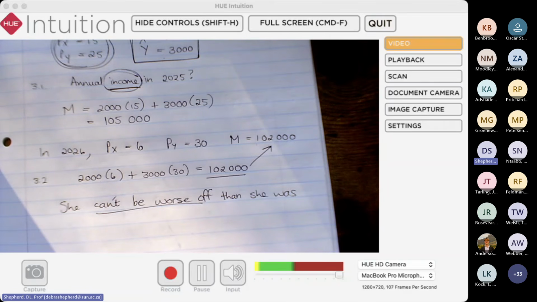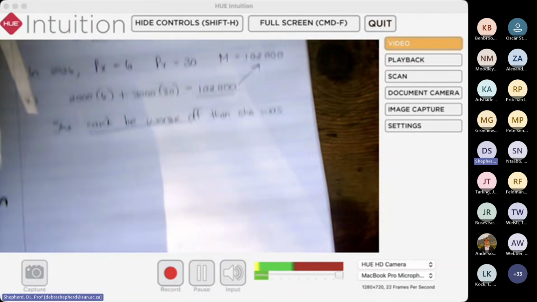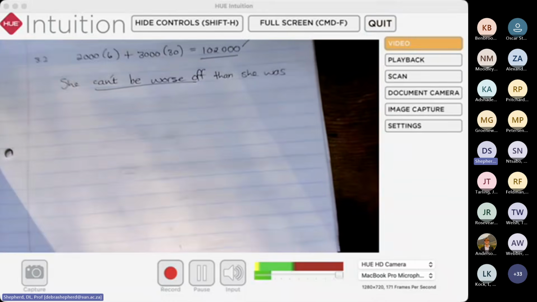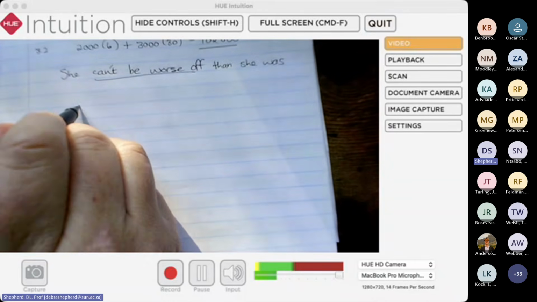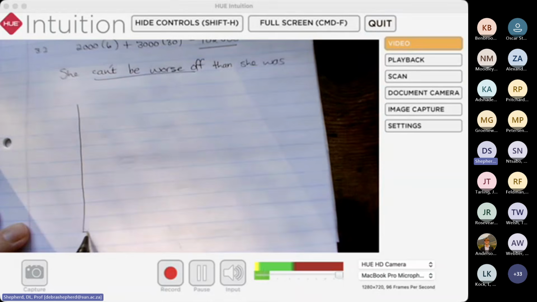Okay. What we now want to figure out is, can she be better off? So we know she can't be worse off, but can she be better off? So we're going to draw her two budget constraints, and we're going to show her original best affordable points on this picture. And that will reveal to us whether or not she can be better off in 2026.